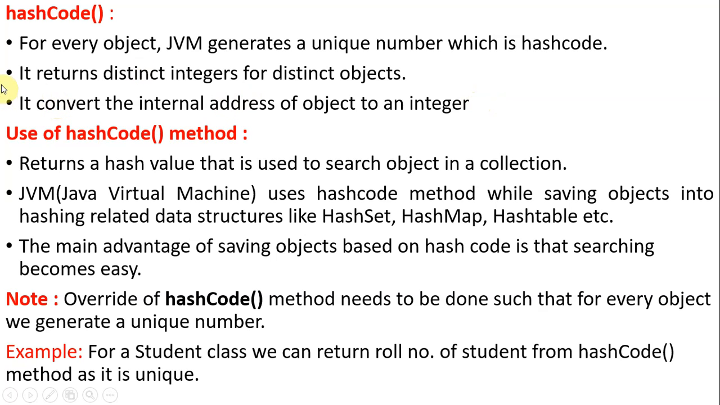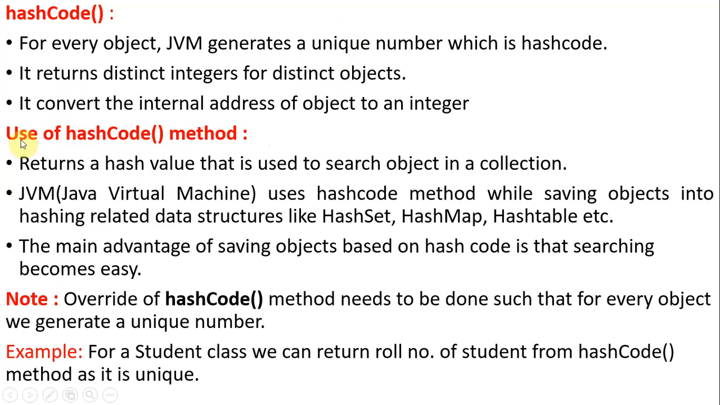hashCode is the method that returns the unique number. What is that unique number? The unique number is nothing but the internal address of the object. So this number is different for different objects. Distinct means different. So for one object the value is 1, like your roll number. For different students, different roll numbers are there. That is the case.